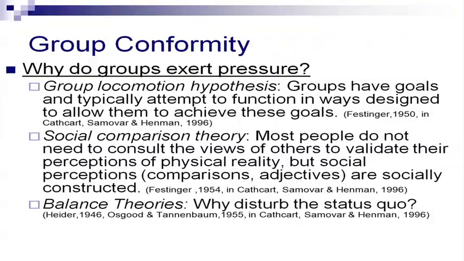So, why do groups push each other to stay connected, or why do groups exert pressure on the members? One of the theories that has been given is the one by Festinger in 1950, discussed in this book by Cathcart, Samovar and Henman, published in 1996. This is the group locomotion hypothesis. According to this hypothesis, groups have goals and typically attempt to function in ways designed to allow them to achieve these goals. So, group purpose takes precedence over the individual purposes.